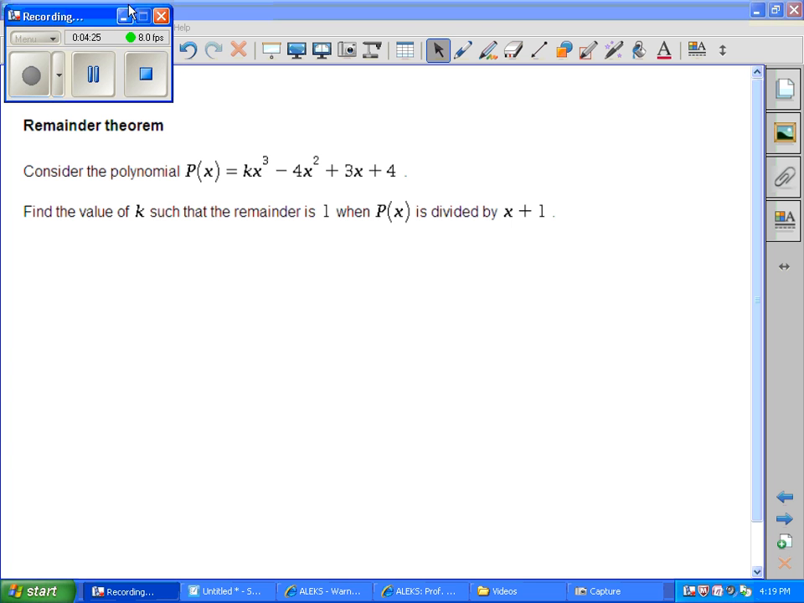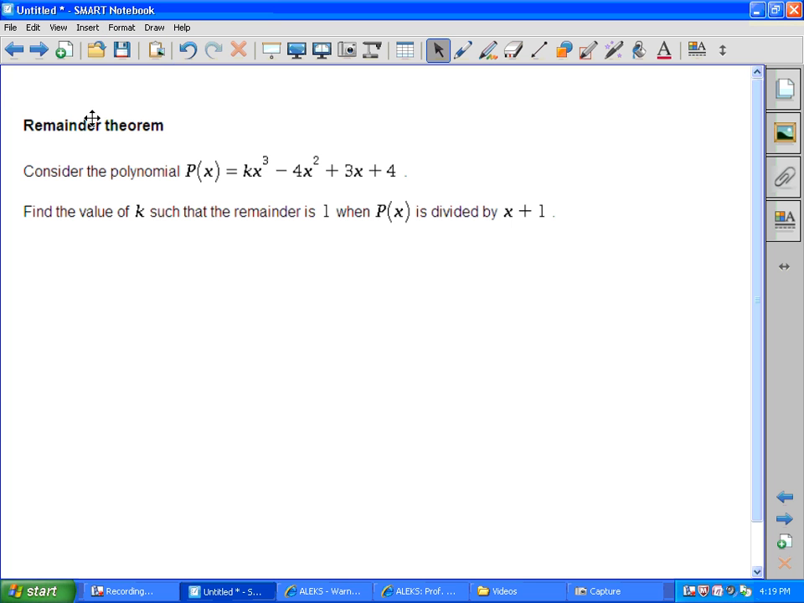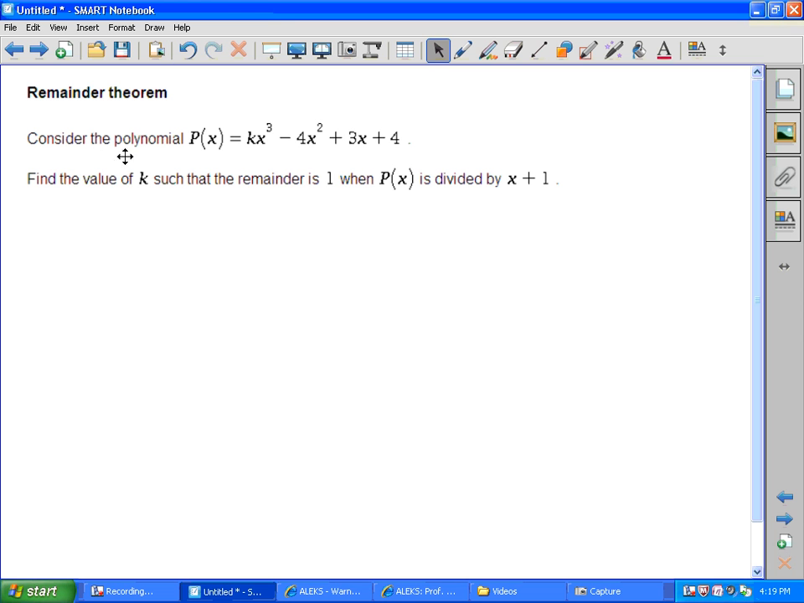This is the other kind of problem that we have when we're doing ALEKS and they ask us to do the remainder theorem concept. They can give it to us like this. It says consider the polynomial p of x equals k x cubed minus 4x squared plus 3x plus 4. And they want us to find the value of k such that the remainder is 1 when p of x is divided by x plus 1.